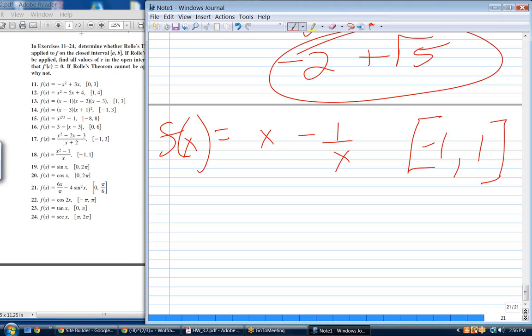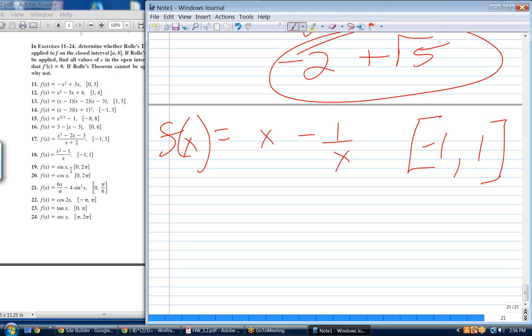Can I apply Rolle's theorem to this? The function is not defined at 0. So no. This function is not continuous even at 0, let alone differentiable.